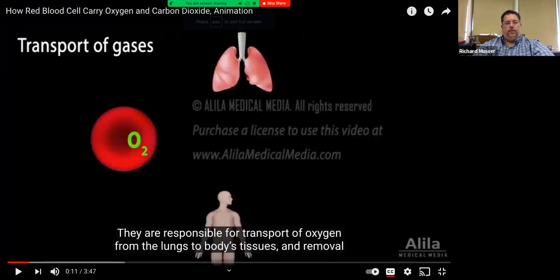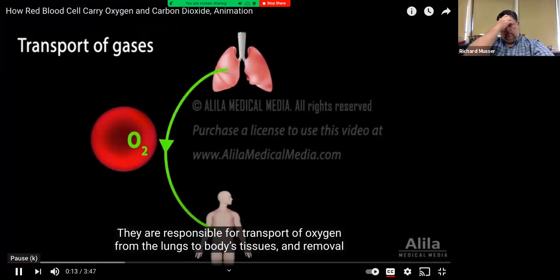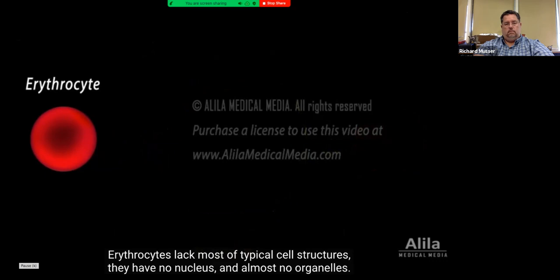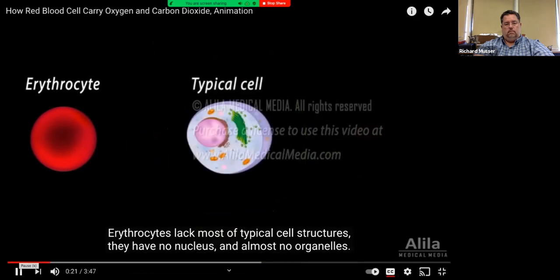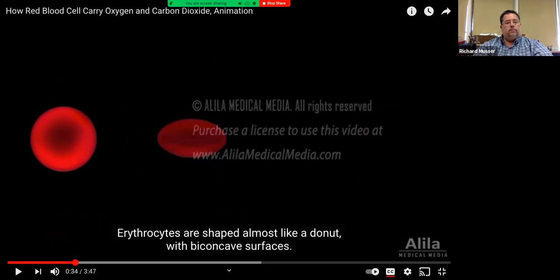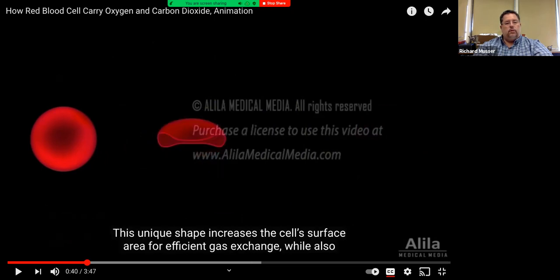Obviously, you know about hemoglobin transporting oxygen in erythrocytes. Oxygen goes from the lungs to the body's tissues, and carbon dioxide is removed in the reverse direction. Erythrocytes lack most typical cell structures. They have no nucleus and almost no organelles. Remember, that's the mature one. Before that, the red blood cell was a reticulocyte or something like that, involved when the development was taking place. And so then that nucleus gets kicked out, along with those organelles. Let's move along a little bit. We already see it's shaped like a donut.